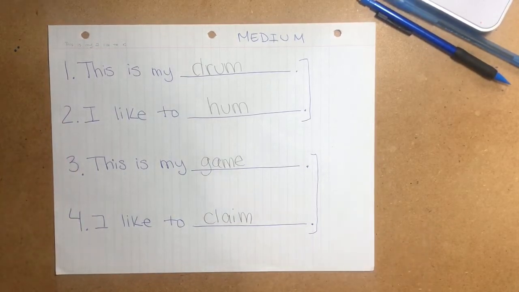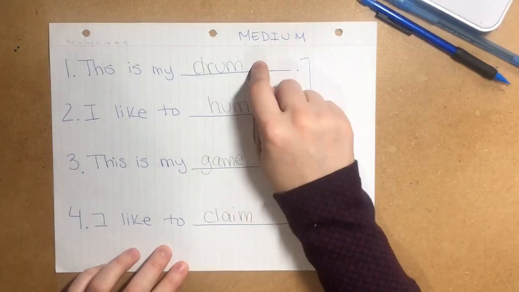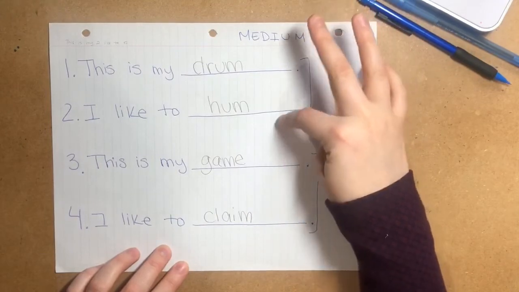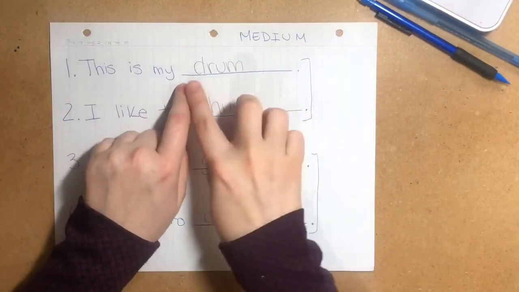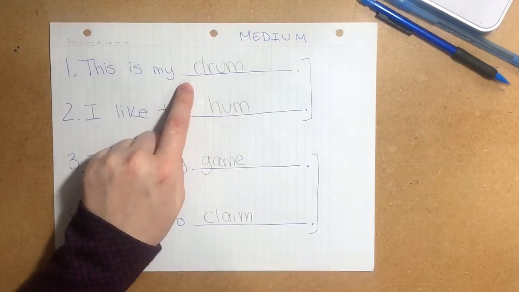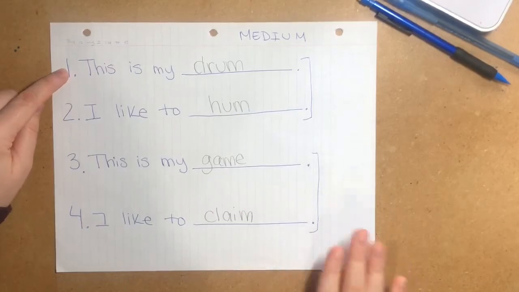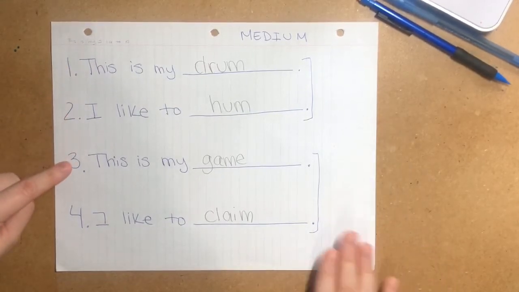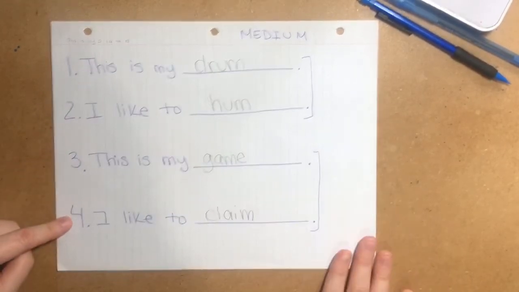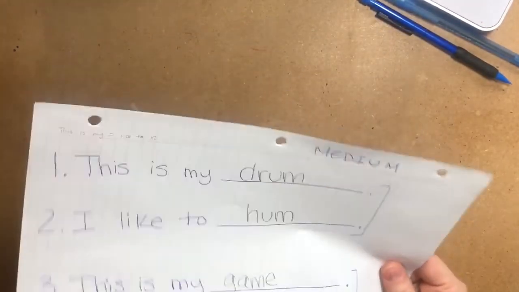Okay, so now, if you didn't finish yours already, pause the video, finish up yours. Now we're gonna go back and I'm gonna say, this is my, and then I'm gonna leave a blank space for you to be able to fill in the blank with your own words. 1, 2, your turn. This is my, I like to. This is my, I like to. Okay, so now we're going to go on to the hard version.